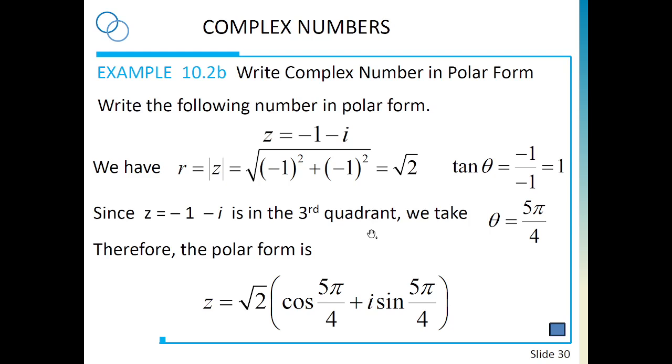So that would be probably the first thing. Draw the plane and then sketch the point in which quadrant it is, so that way you don't make any errors with the angle. Obviously we are not going to make any errors with the modulus, so that's not an issue, but the angle is the problem.